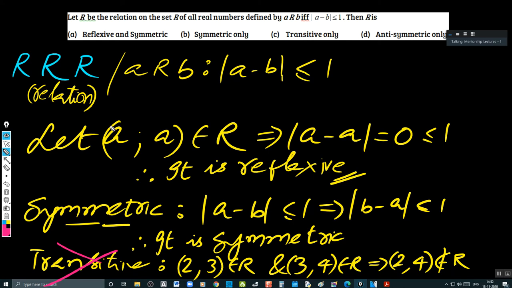Not transitive. So obviously it is symmetric, and for antisymmetric, you must have A equal to B. A equal to B is not possible here because A and B are different here. Then what should be the option? Please respond. A. So you can say in the beginning itself it is A: reflexive and symmetric. Clear? Yes, sir.